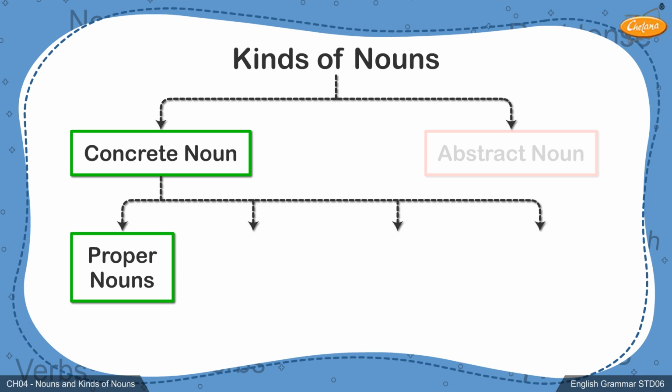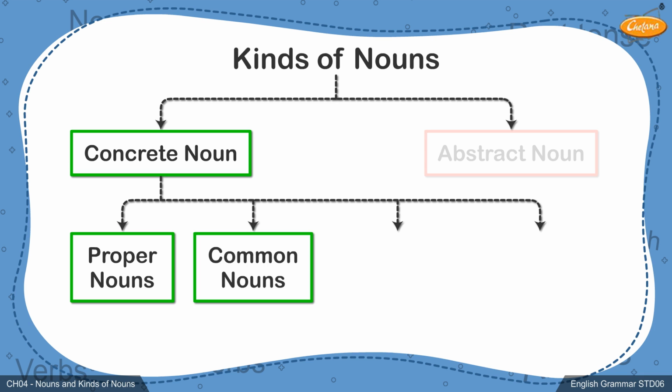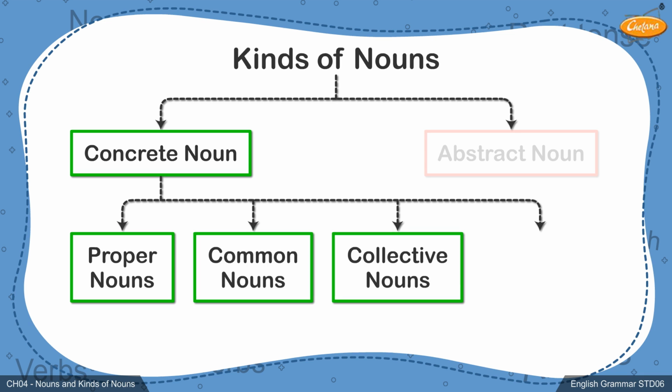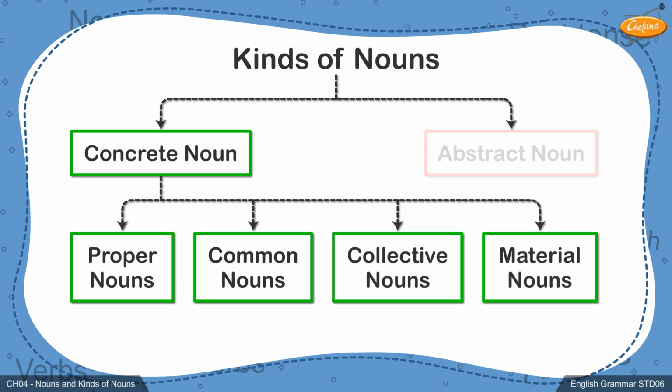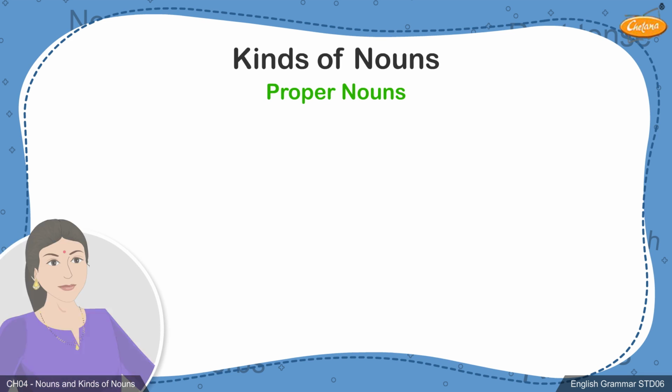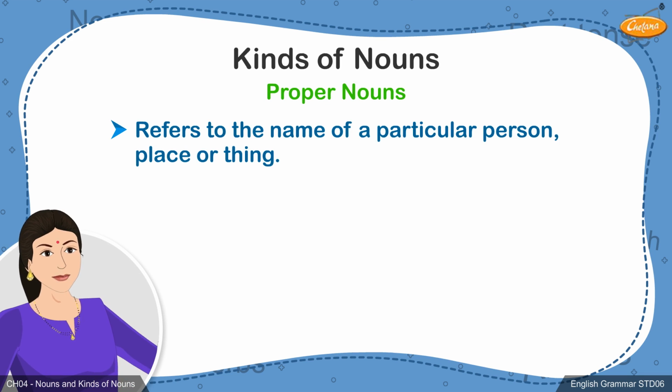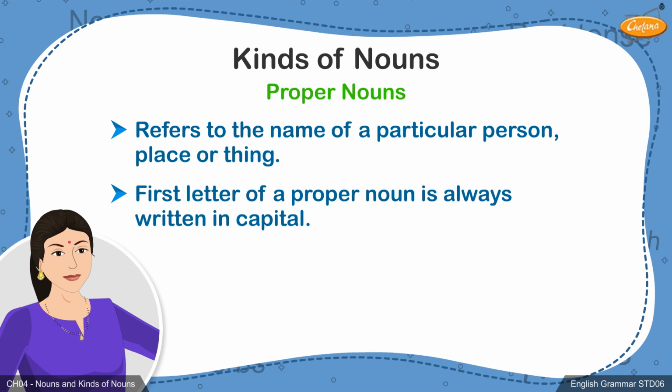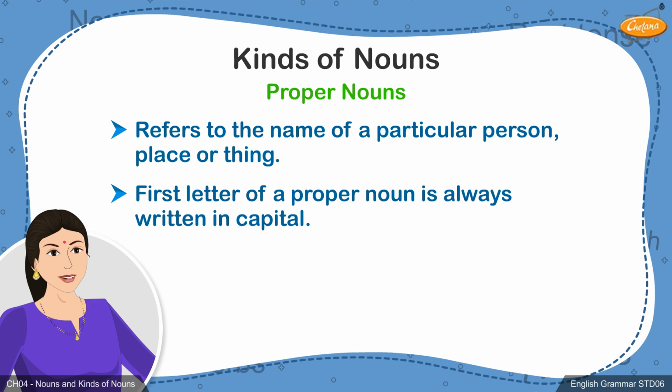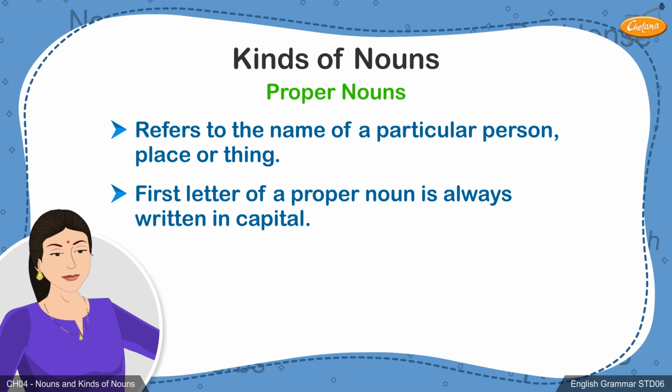All concrete nouns can be categorized under four main types. 1. Proper nouns. 2. Common nouns. 3. Collective nouns. 4. Material nouns. Let's learn about the first type, that is, proper nouns. A proper noun is the name of a particular person, place or thing. The first letter of such words is always written in a capital letter.